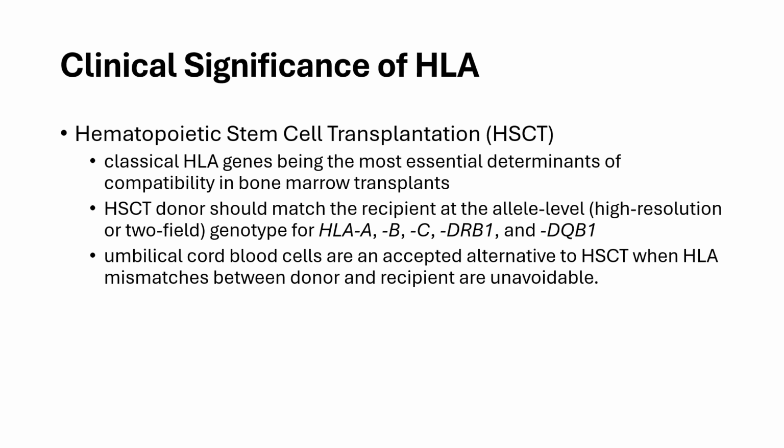For hematopoietic stem cell transplantation, compatibility is mainly determined by classical HLA genes. Donor and recipient should match at allele level or high resolution for HLA-A, B, C, DRB1, and DQB1 alleles. Umbilical cord blood cells are an alternative when HLA mismatches occur.